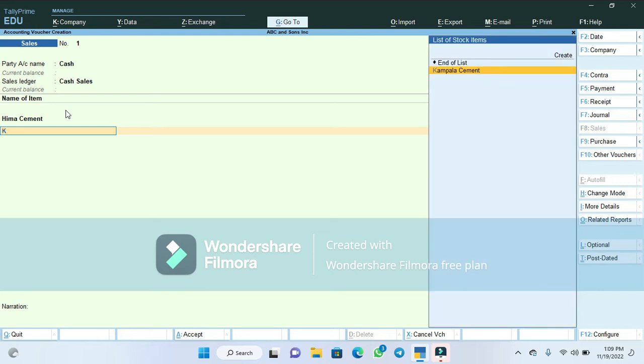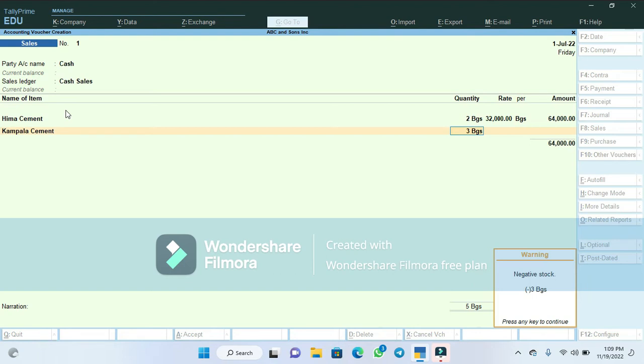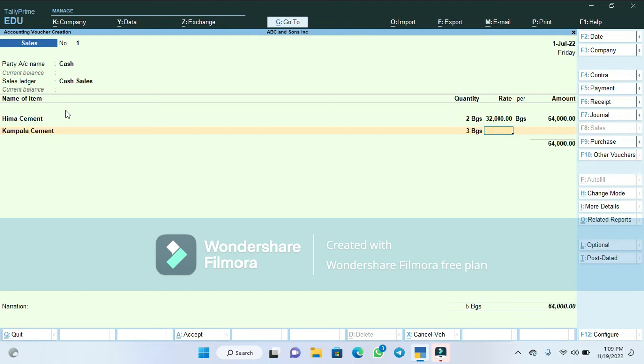Kampala cement. He also took 3 bags of Kampala cement. It's still warning us that negative 3 bags, meaning we don't have stock at hand. However, we are assuming that the transactions already took place, but they hadn't yet been recorded. Maybe they have just adopted this tally system and this is happening. So we put that maybe Kampala cement is a little bit expensive by 500 shillings, 32,500, and the units are bags. Just enter, enter, enter, enter.